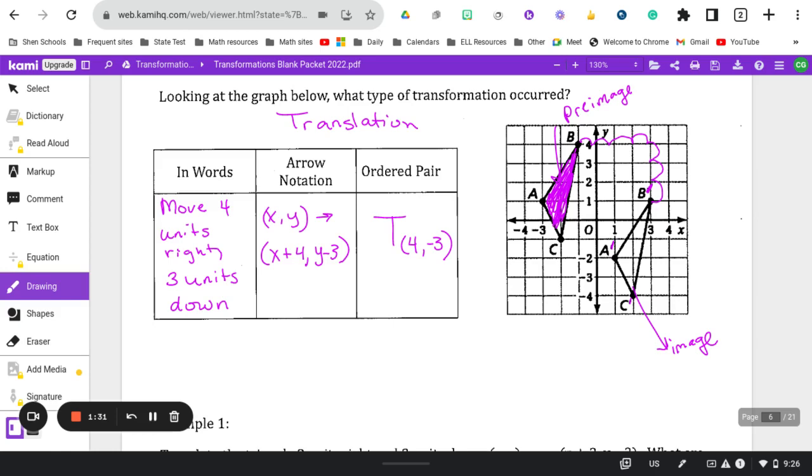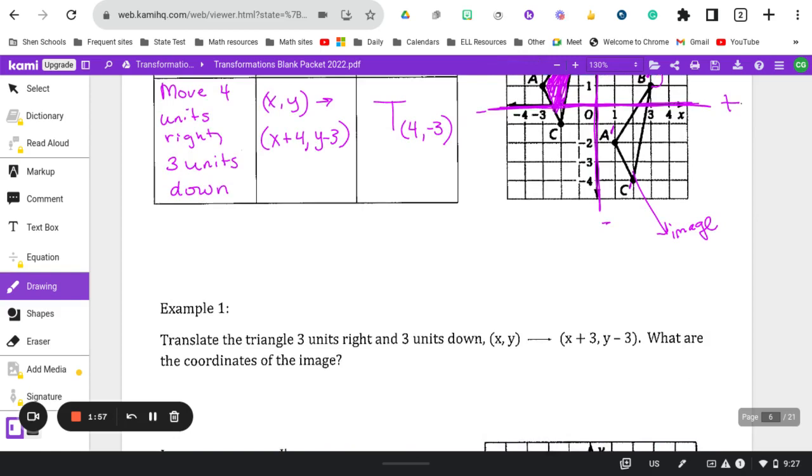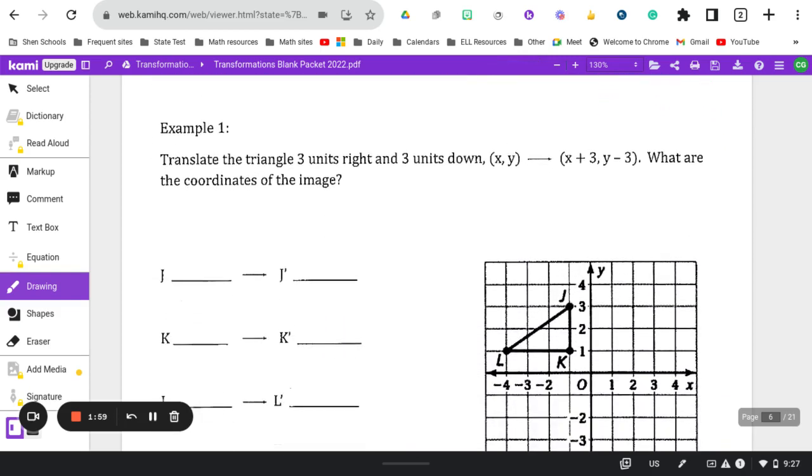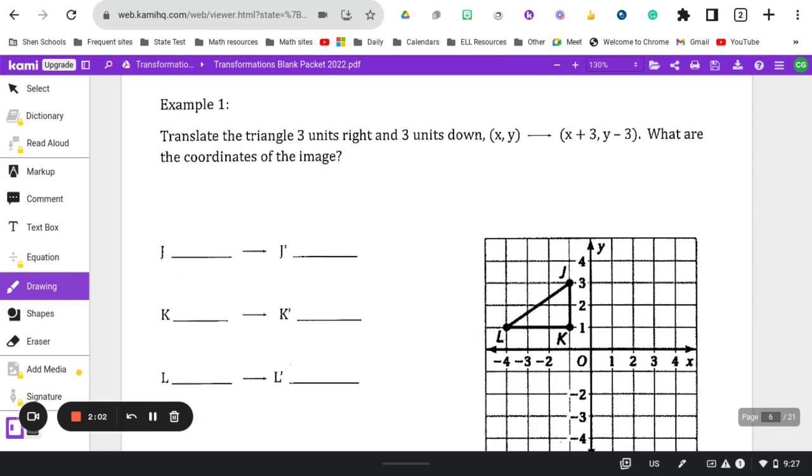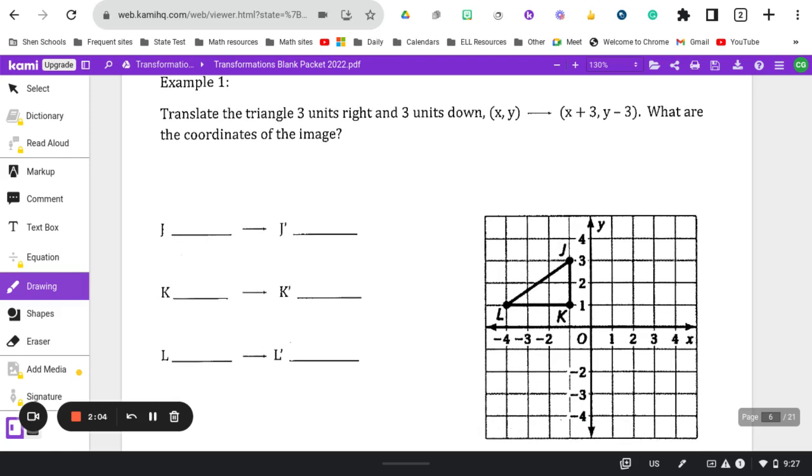This is the x-axis, right? We can move right or left. If we're moving to the right, that's becoming more positive. So we're going to do x plus 4. And then on the y-axis, you can go up or down. Up is positive, down is negative. So if we're going down 3, it'd be y minus 3. And then we can also write it as an ordered pair, a capital T for translation, and then 4, negative 3. So today's lesson, we're going to really focus on how to write these translations and how to do a translation.